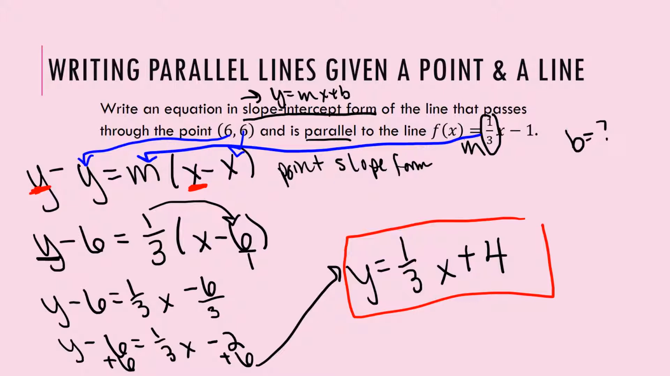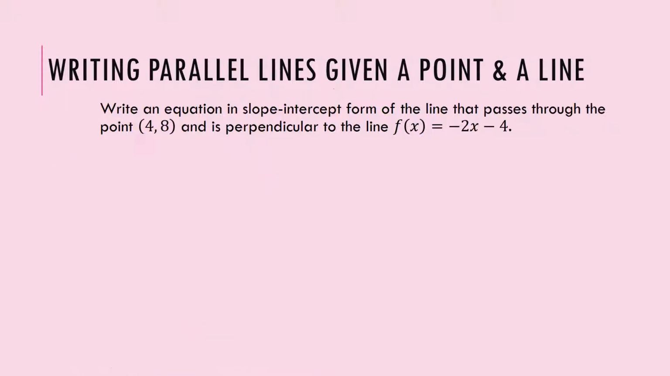In either case that you use, your final answer needs to be in slope-intercept form. It has to be in y equals mx plus b. But you can use point-slope form to get it there. I don't care how you want to do it. I'm going to do the next 2 problems, one of each.